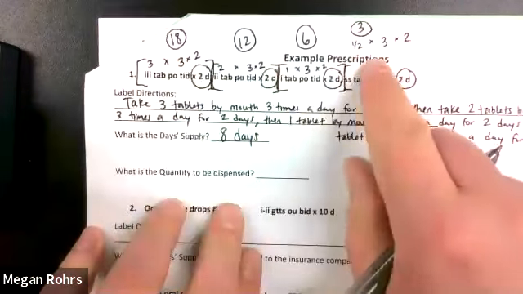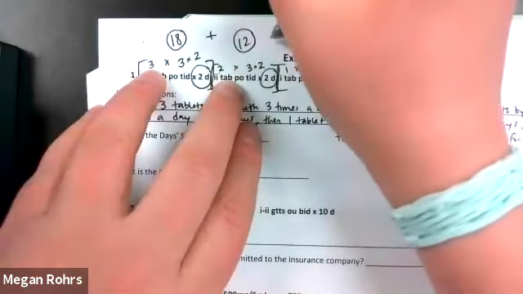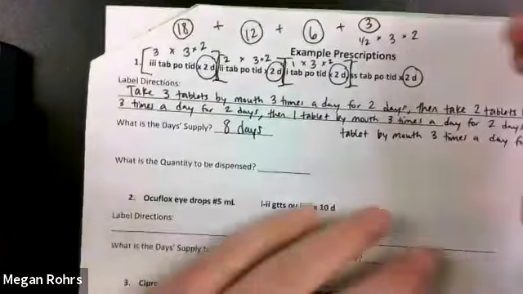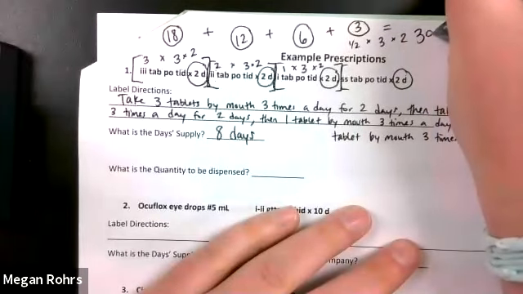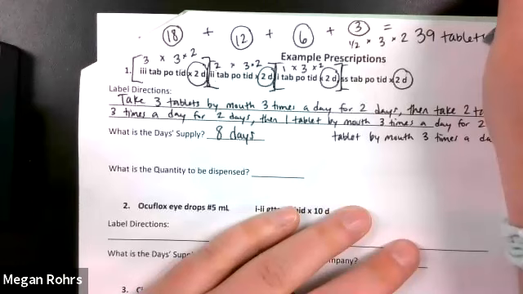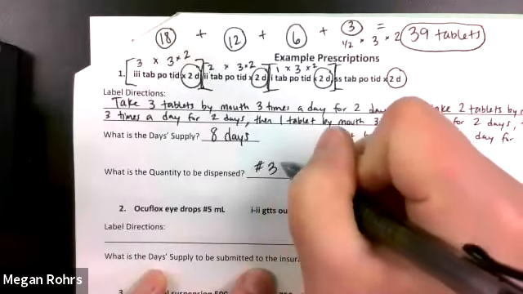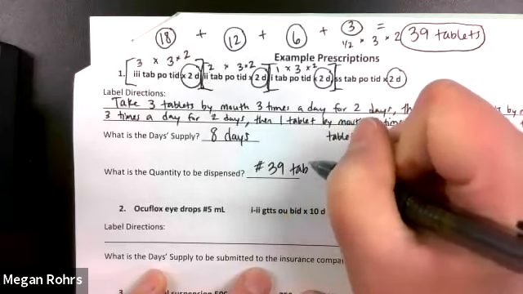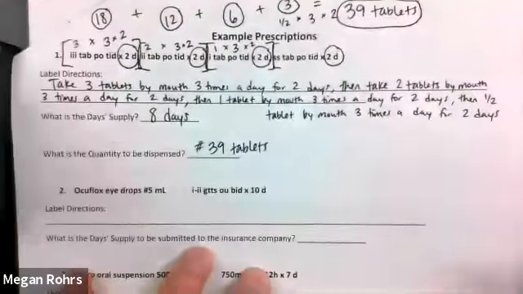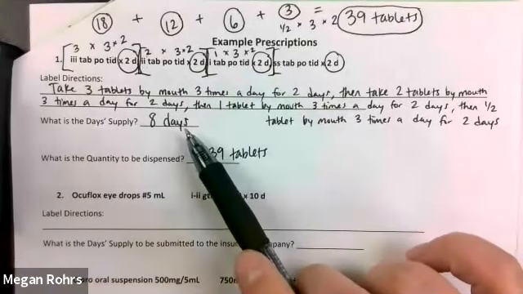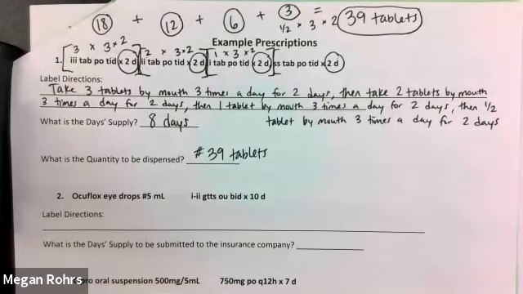So now to find my total amount, I would just add these together. So we have 18 plus 12 plus 6 plus 3. That gives us a total of 39 tablets to dispense. So that would be our quantity. If we dispense 39 tablets, that will last them for the entire duration of the 8 days.